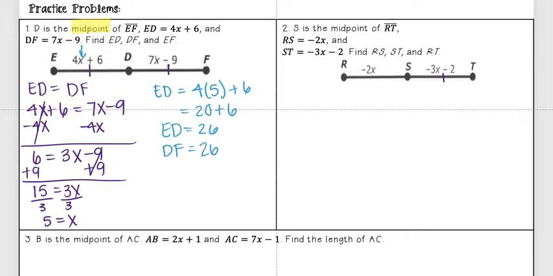But you can plug it in as well. If you plug it in, you get 7 times 5, which is 35. 35 minus 9 gets you 26. Okay, and then so those are my two answers there. And then I need to find EF. So EF, that's this entire thing. Whole length. And remember from segment addition postulate, I know I can just add up ED plus DF. Well, since these are both the same, that's really just doing twice times either one of these. So let's say ED. Well, that's just two times the 26 that we just found. So that means that EF is just equal to 52.